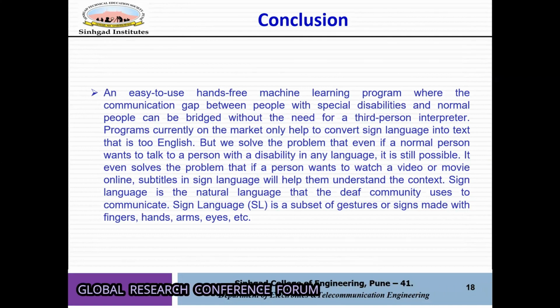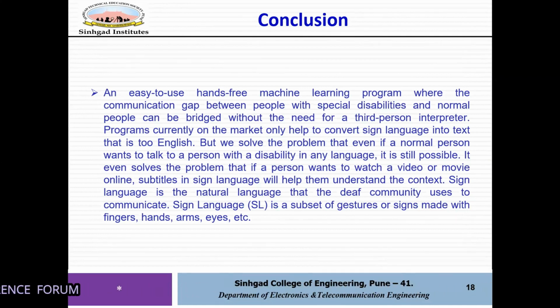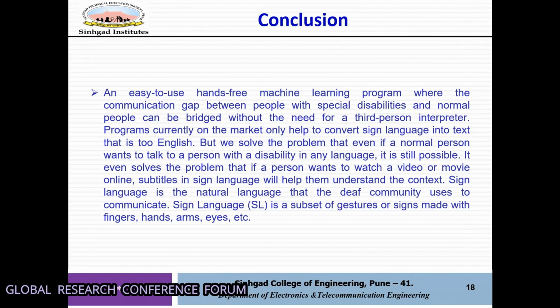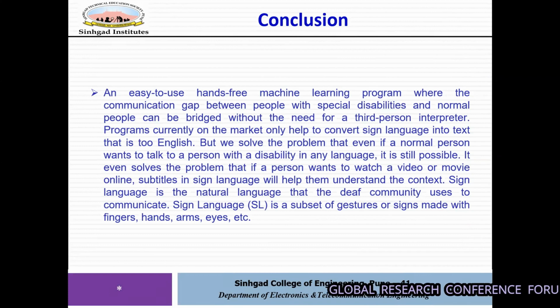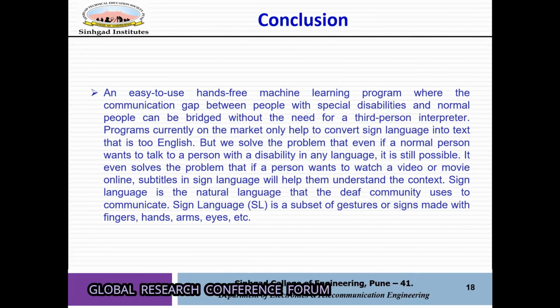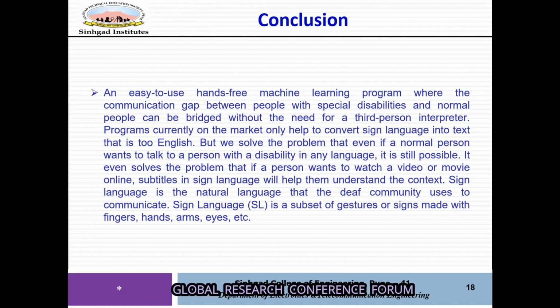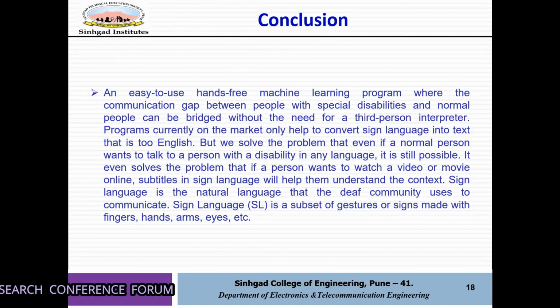And these programs currently on the market only help to convert sign language into text, that is to English, and it is generally done by using translators. But we solve these problems that even if a normal person wants to talk to a person with a disability without using a translator, he can do so by using our system. And we plan to develop our system into a viable app also, so that without even knowing the language, you can talk to and interpret what a person is doing and saying.